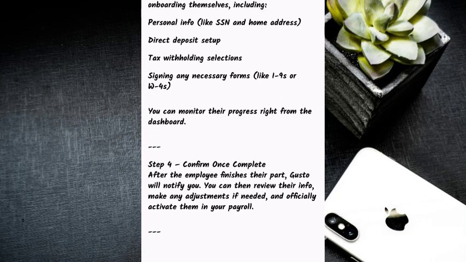Step 4, confirm once complete. Now, after the employee finishes their part, Gusto will notify you and you can review their information as well as make adjustments if needed and officially activate them in your payroll.